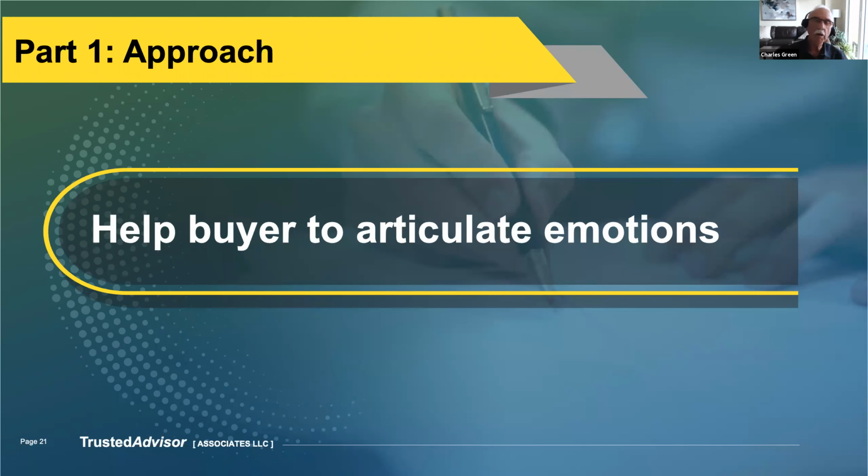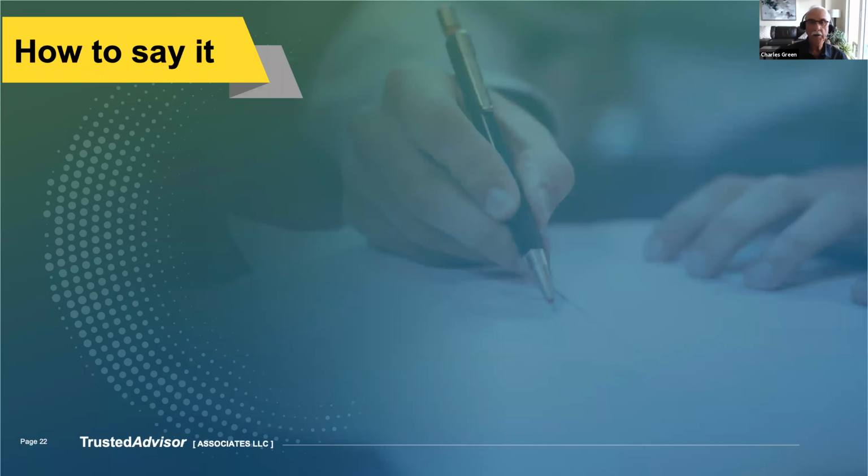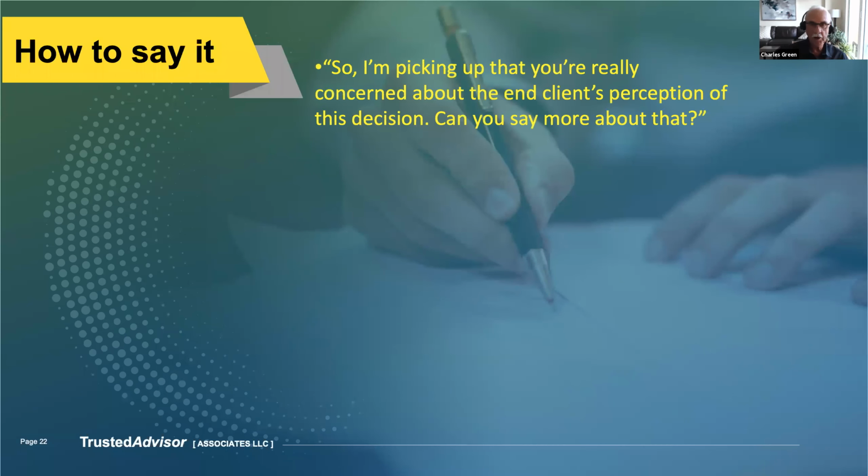Well, you do it by helping the buyer to articulate their emotions or what they're feeling. So how do you do that? Let's start getting into some very specific language here. These are my words. I am who I am. I'm 69 years old. I grew up in the Midwest. I was educated at an Ivy League college. I have an MBA. All these things are unique to me. Your words are going to have to vary, but I'll read off my words.